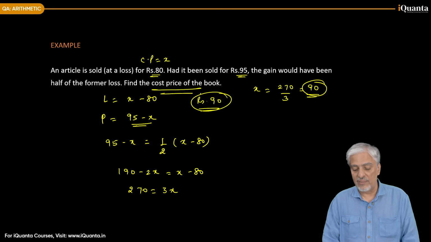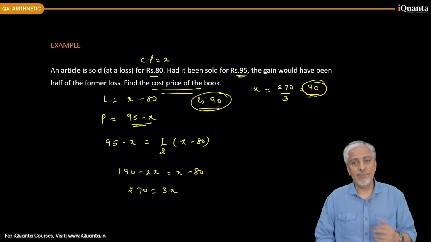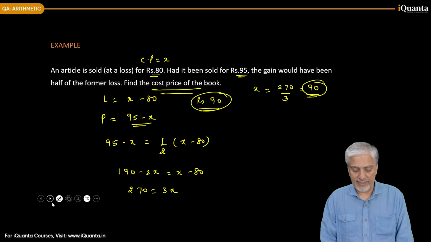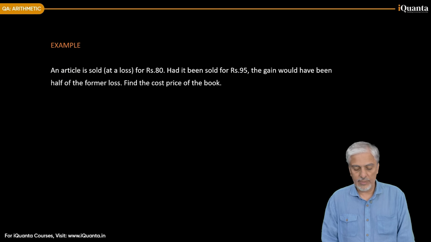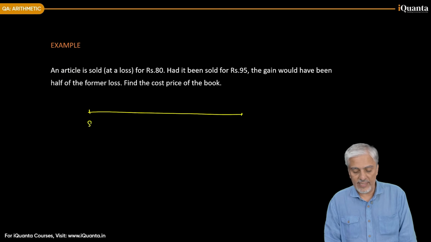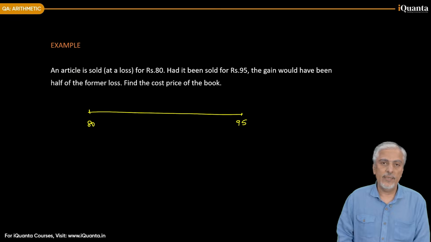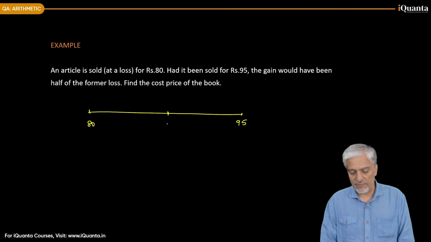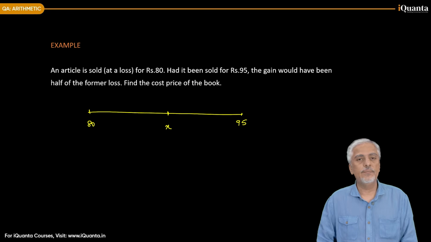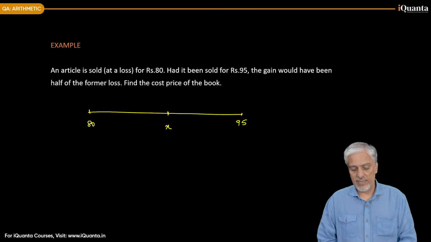Obviously, there are a lot of other ways of doing it. There's one more kind of magical way to do this question. Let me explain that to you. Maybe you'll like that also. I make a kind of number line and I put 80 over here and 95 over here. And I put the cost price somewhere over here. I know cost price is more than 80, less than 95.